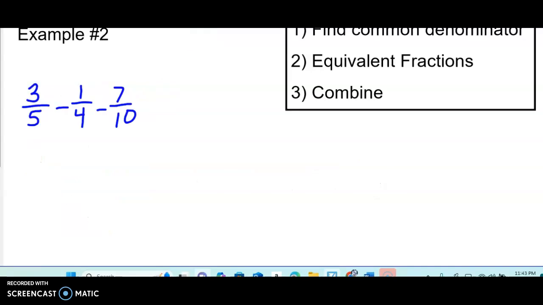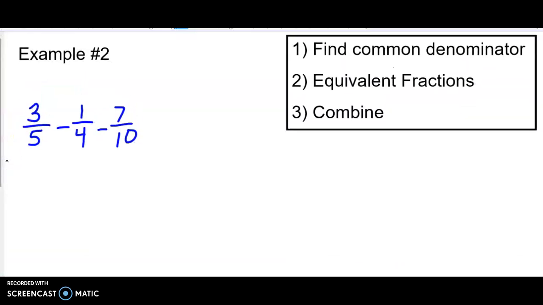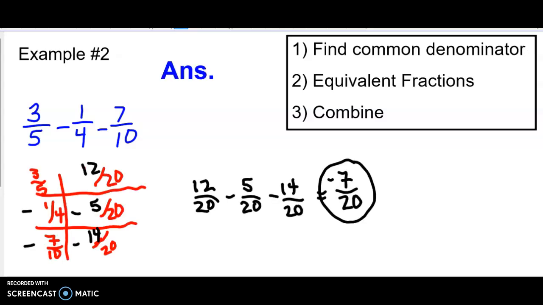Take a minute to answer the following. Okay, so the answer to this is to find that common multiple for 5, 4, and 10. It looks like 5, 4, and 10 share a common multiple of 20. So we're going to write the new numerator. 10 times 2 is 20, and -2 times 7 is -14.